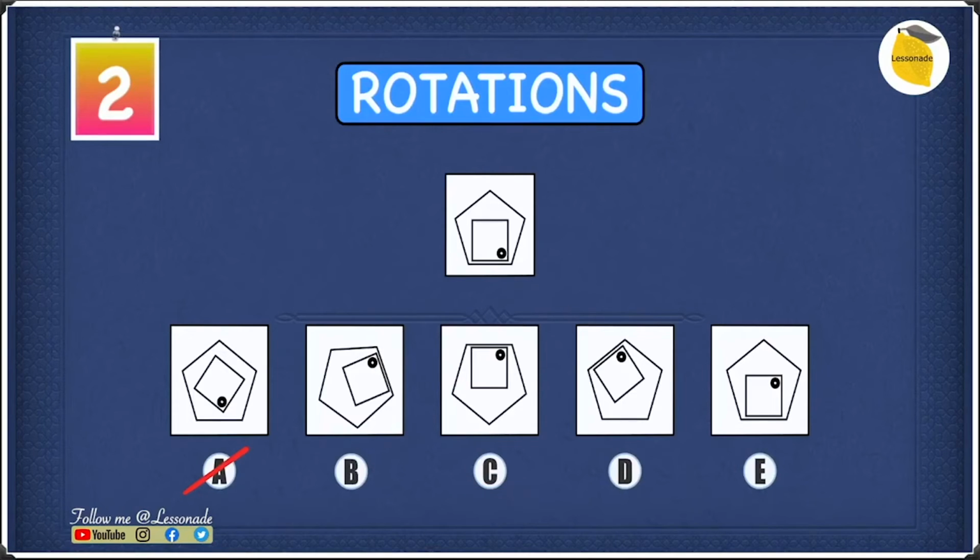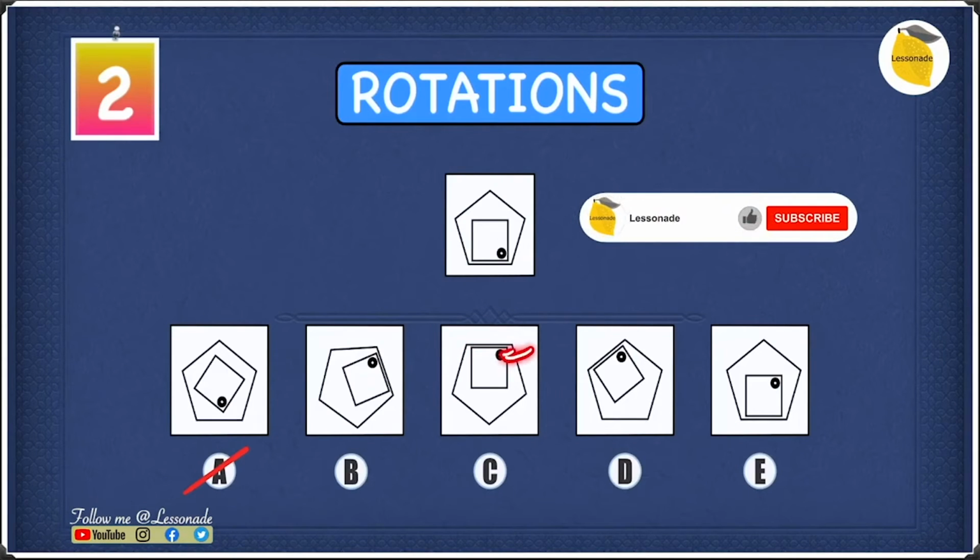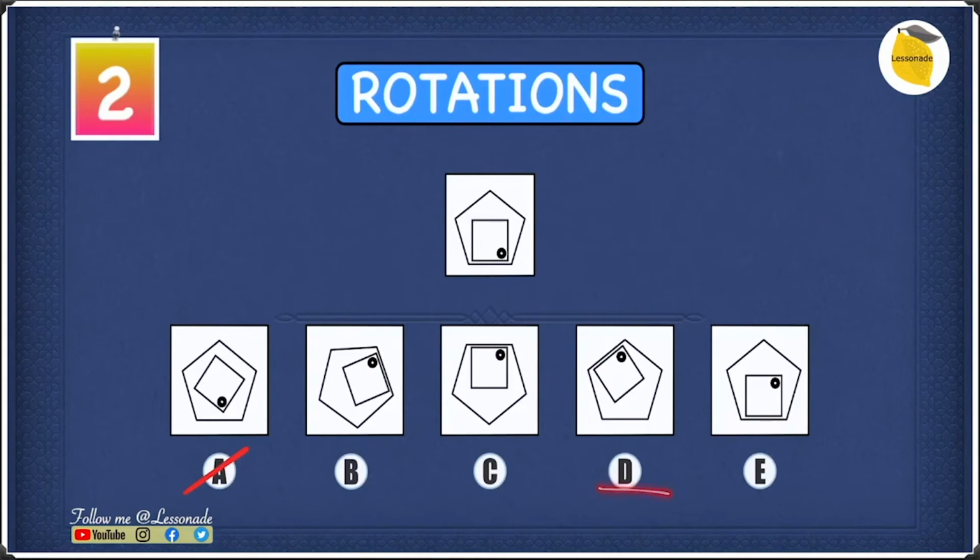In C, it's the same case. The square and the pentagon both have parallel sides, that's fine, and in this parallel side you have an O shape, so C is also fine, and you can move on to D. In D, it's the same case once again. You have 2 parallel sides and you have an O shape on the parallel sides. D is also fine. So let's move on to E.